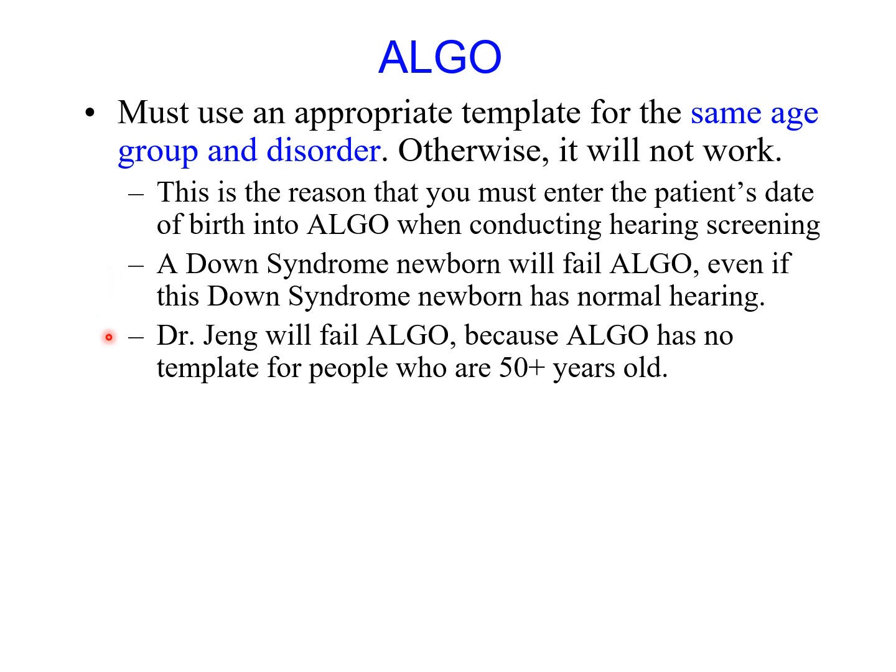Additionally, if I, Dr. Gent, underwent ALGO, I would fail ALGO because ALGO has no template for elderly people. And again, when you use ALGO, you must make sure that you are using the same age group and disorder. I mean, this is mostly done internally within the commercial software. When you enter the participant's date of birth, ALGO knows the age of the participant and will use an appropriate template for that.